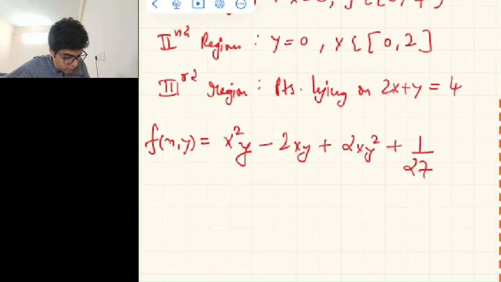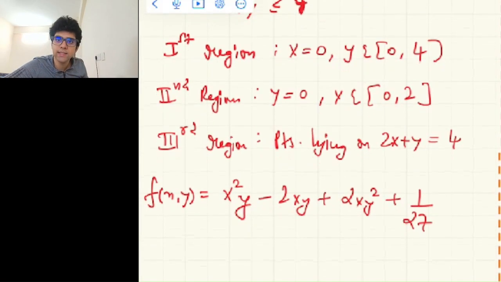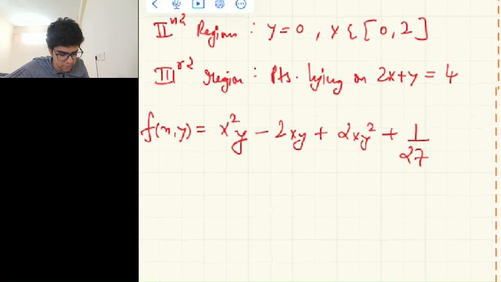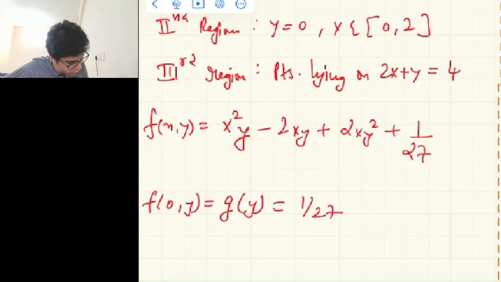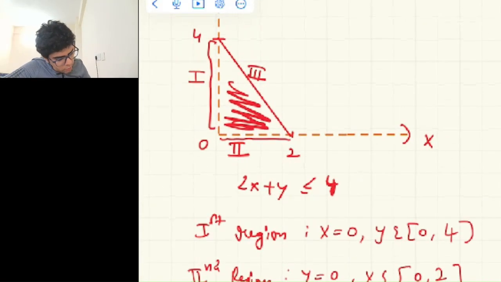Now, in the first region we had x equal to 0 and y lies between 0 and 4. So I'll just substitute x being 0. So 0 comma y, this function becomes essentially a function in one variable, right? So 0 comma y becomes g of y, which is equal to 1 upon 27. So the function attains the value of 1 upon 27 in region 1, right? All the points lying here give me the same value, which is 1 upon 27.